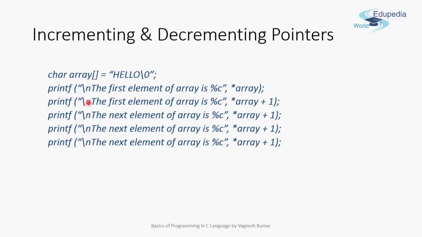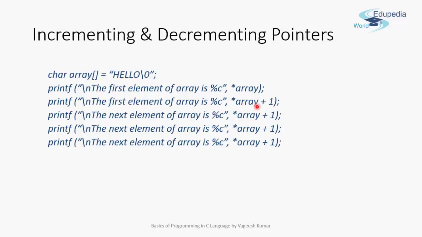Now we are using the statement printf: the first element of the array is %c. We are using the value-of operator and giving the name of the array. The name of the array is nothing but the pointer to the first index of the array, the 0th index. So star array will print h, because this is the element at the 0th index. Now we use star array plus 1. What will star array plus 1 do? It will print the next element of the array.